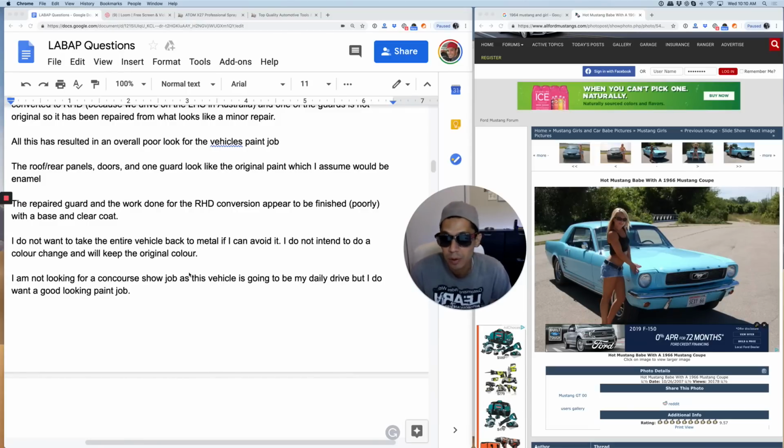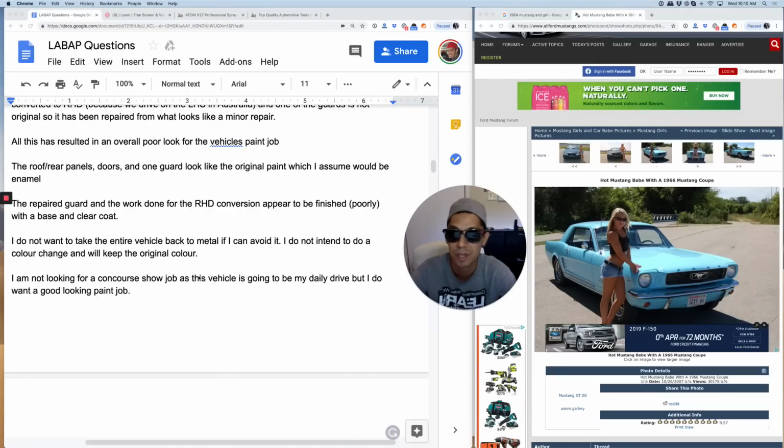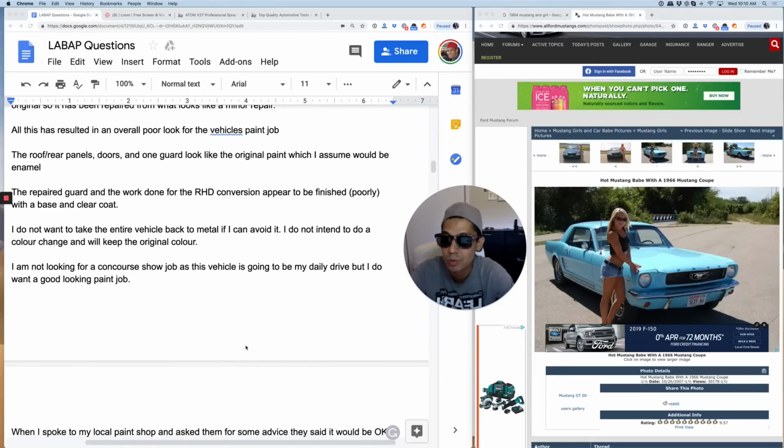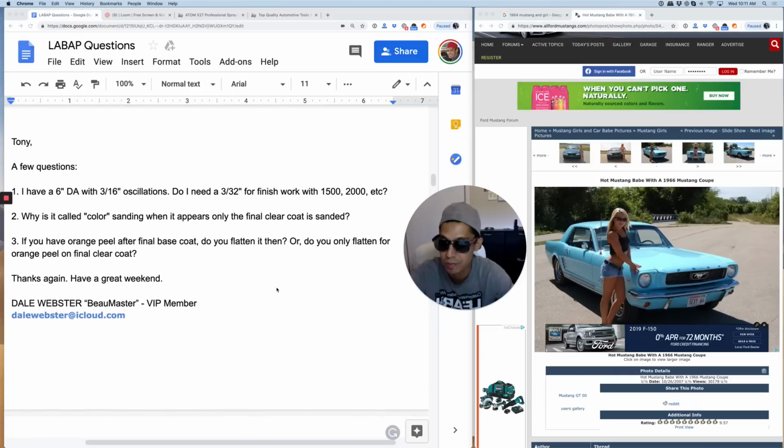You don't have to. I don't intend to do a color change and will keep the original color. I'm not looking for a concours show job, as this vehicle is going to be my daily drive, but I do want it looking good. When I spoke to my local paint shop and asked them for some advice, they said it would be okay to use a base coat clear coat over the existing enamel. This seems to conflict with your advice in the VIP course. However, given that if it is original paint, it has been there for more than 50 years, it looks like it could be quite stable to paint over with base and clear. I have attached some pictures of the worst that I have to deal with, so I would appreciate your advice.